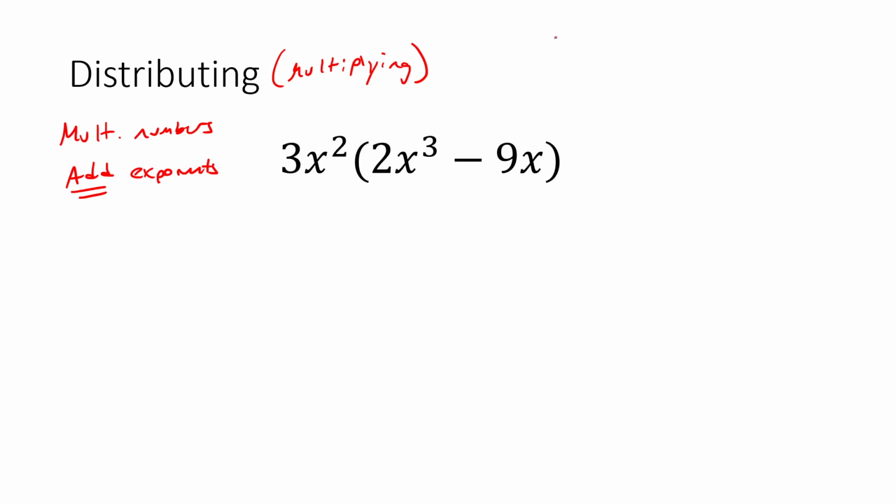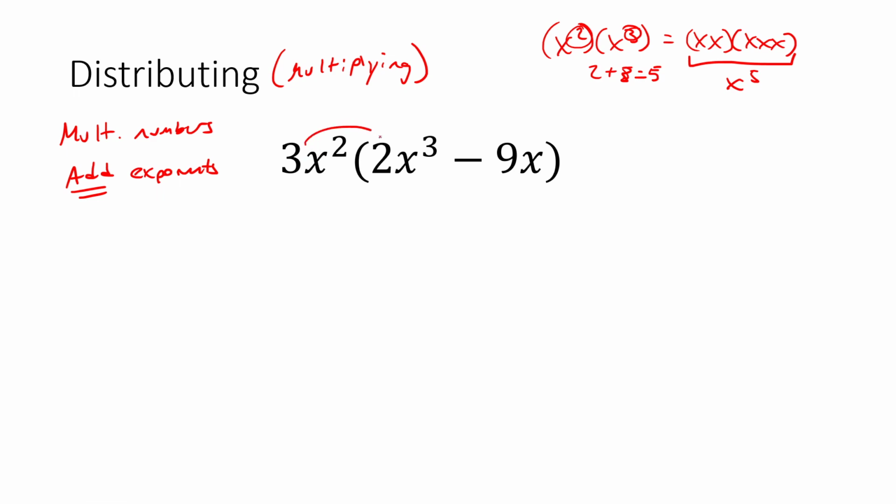Because again, when we do like x squared times x to the third, what we're really doing is x times x times x times x times x, but all together, that's 5 x's. And so what did you do with the 2 and the 3? You added them to get 5. Okay, so what you're going to do here is you're going to distribute like you've always distributed. And you will multiply the numbers. 3 times 2 is 6. X squared times x cubed is x to the 5th. Multiply the numbers, add the exponents.